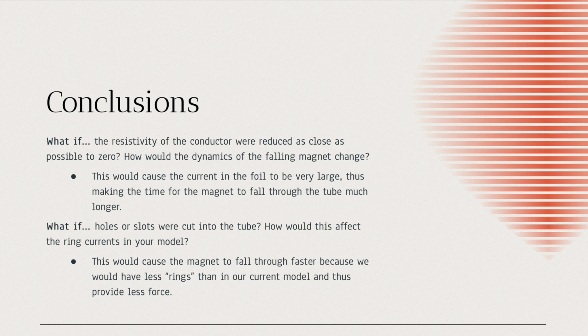Next, what if holes or slots were cut into the tube? How would this affect the ring currents in the model? This would cause the magnet to fall through faster because we would have fewer rings than in our current model and thus provide less force.